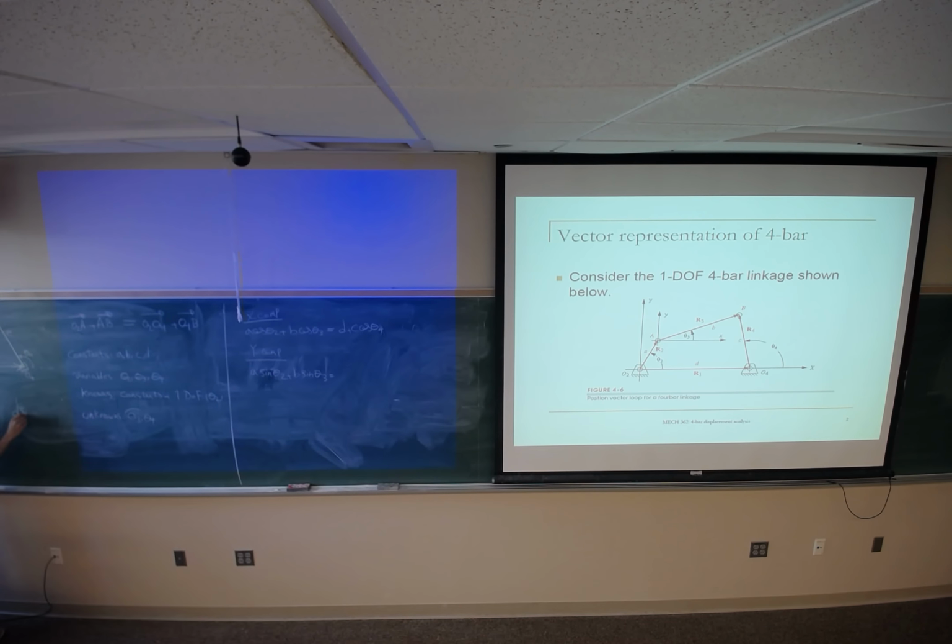If I want to eliminate theta 3, I keep the theta 3 term on one side and move the other term to the other side. So I'm going to get b cosine of theta 3 equals d plus c cosine of theta 4 minus a cosine of theta 2, and b sine of theta 3 equals c sine of theta 4 minus a sine of theta 2.